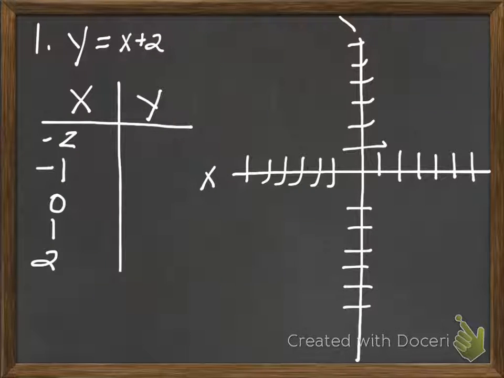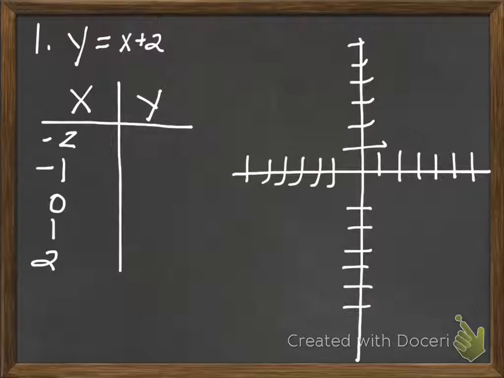All right, so let's go ahead and start on the first one here. We have y equals x plus 2. I have a set of numbers that I like to choose for x. You can really choose whatever numbers you are most comfortable with. I always just choose these because it makes it a little bit easier. So we'll go ahead and put those in now.